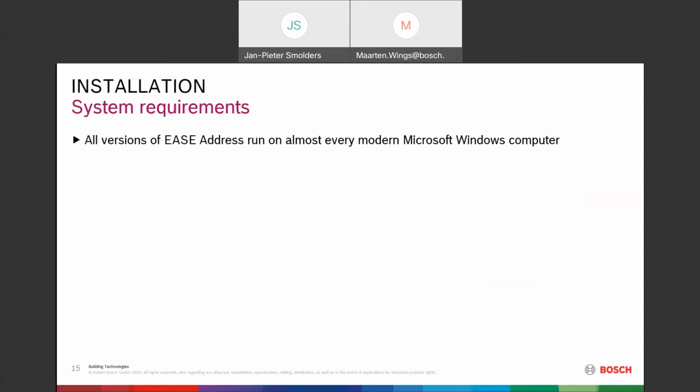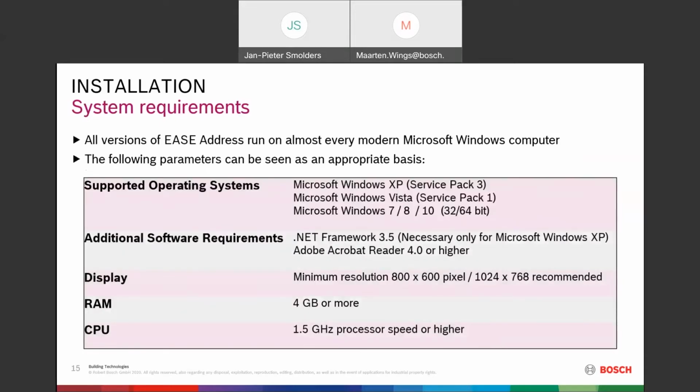Now, all versions of EASE Address run on almost every modern system. The requirements of a PC, basically you have to have 4 GB of RAM and a 1.5 GHz processor. So most of the modern PCs will comply with that.